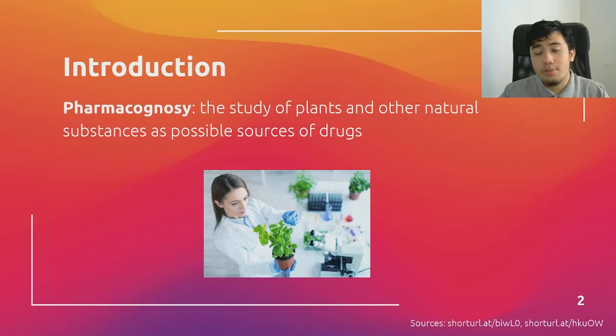I'd like to start this presentation by defining the word pharmacognosy. Pharmacognosy comes from the Greek words pharma, meaning drug, and gnosis, meaning knowledge: the knowledge of drugs. It is defined as the study of plants and other natural substances as possible sources of drugs, meaning it is the study of the active components inside the plant cells which can then be used.